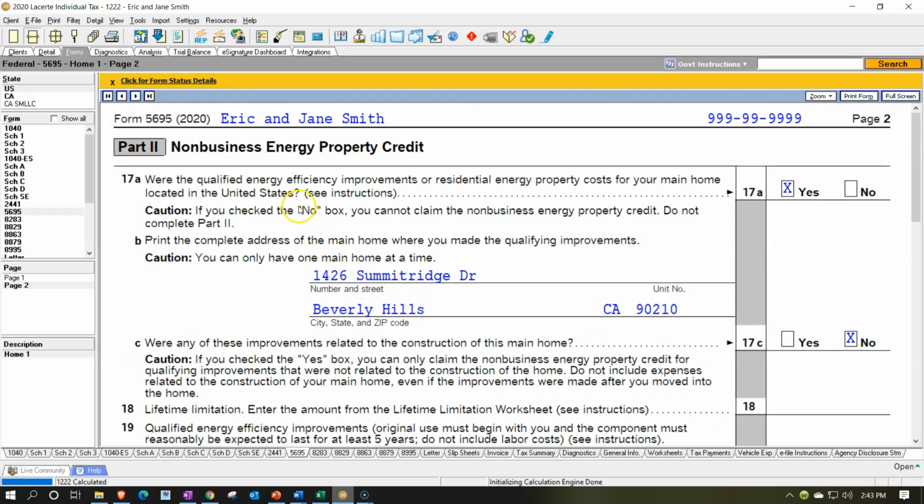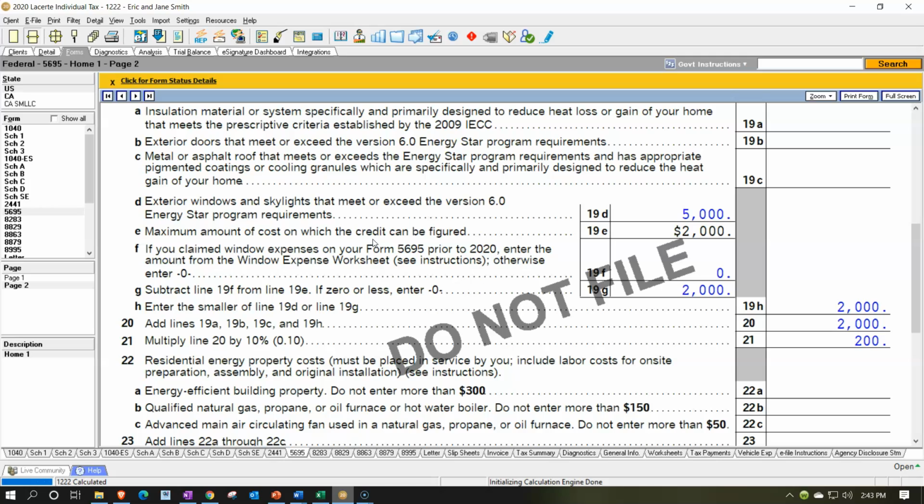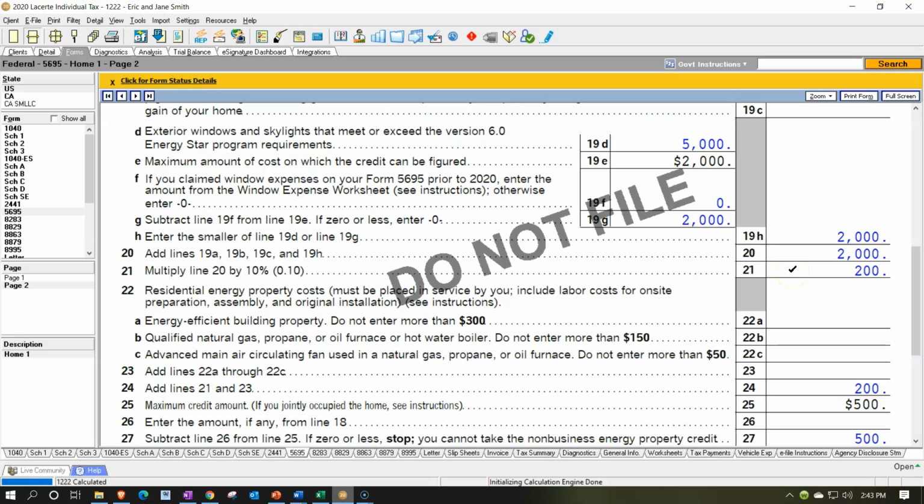We're on page 2. This is the non-business energy credit. We had the 5,000 that was put in. It was capped then at that 2,000, so that's going to be the max in this particular category. And then multiplying times that 10%, which is the 200.